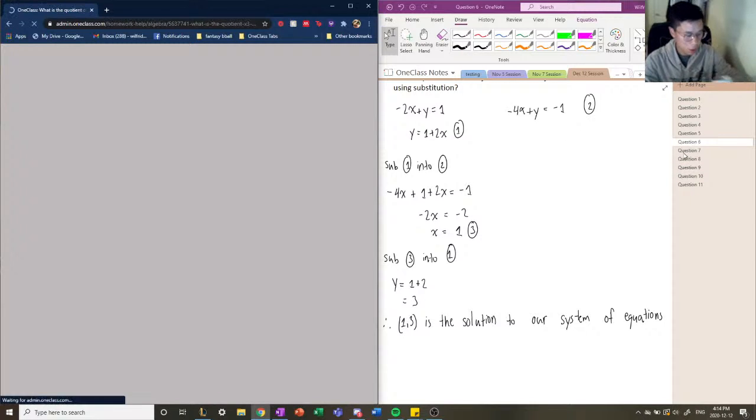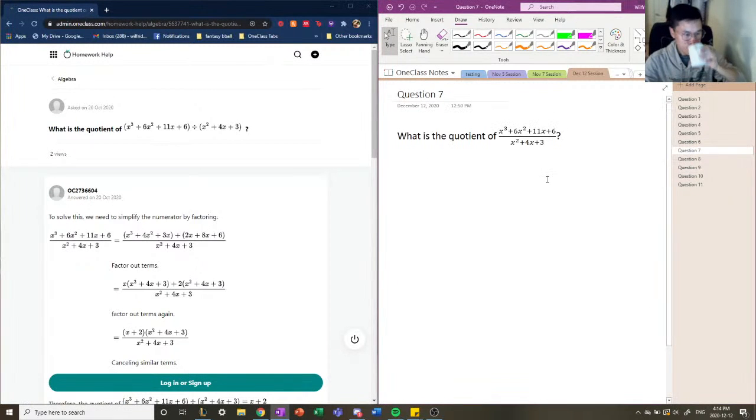All right, question number 7. So question number 7 reads, what is the quotient of x cubed plus 6x squared plus 11x plus 6 divided by x squared plus 4x plus 3?